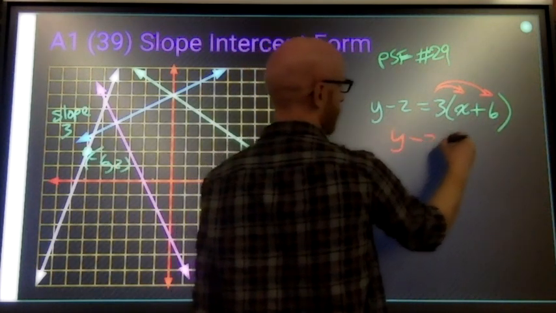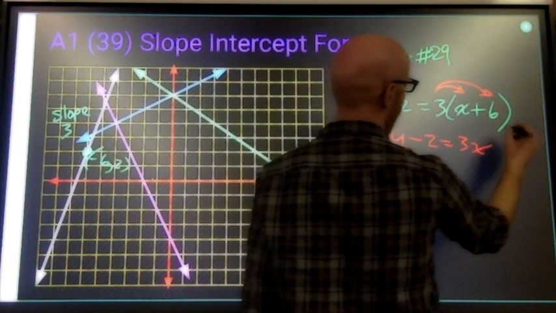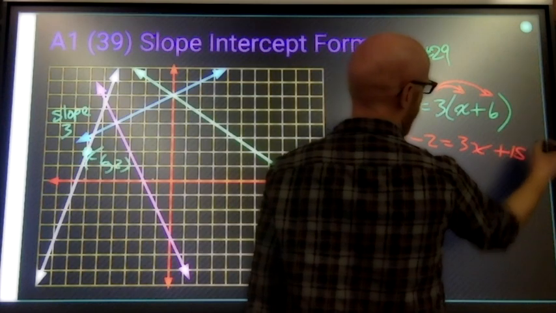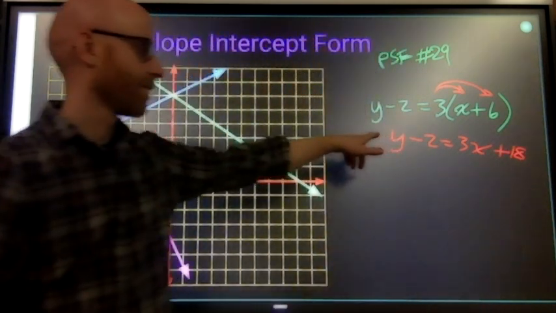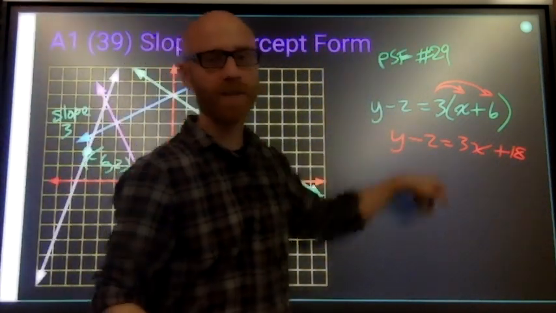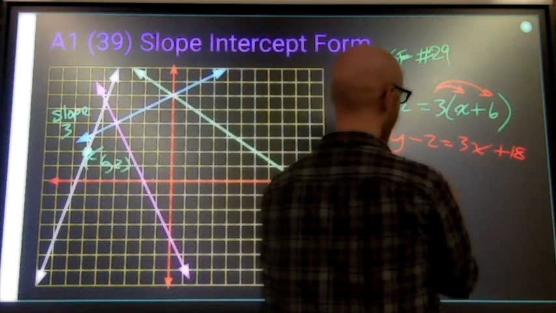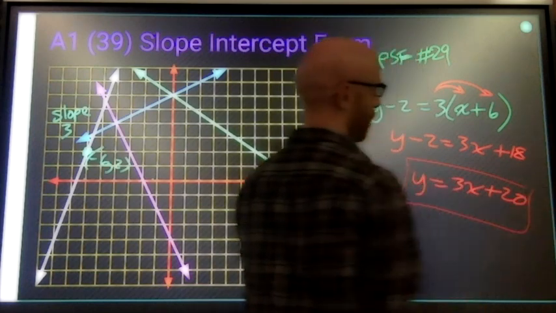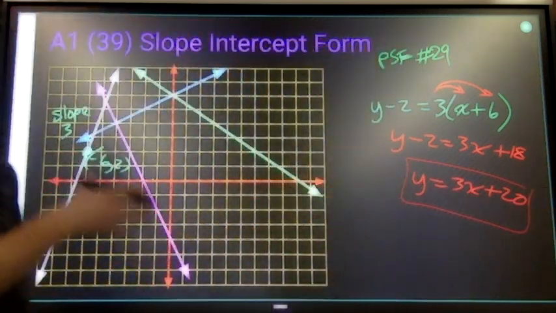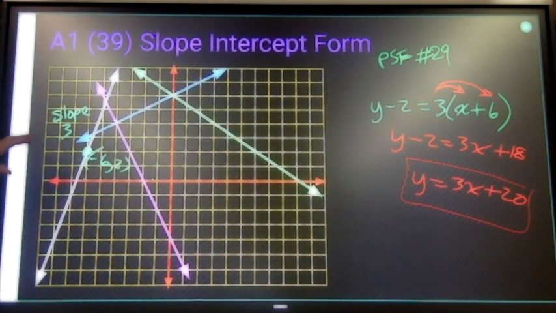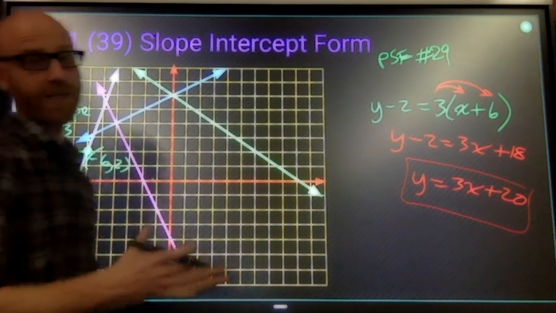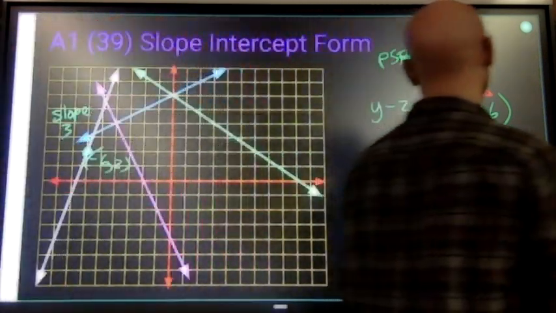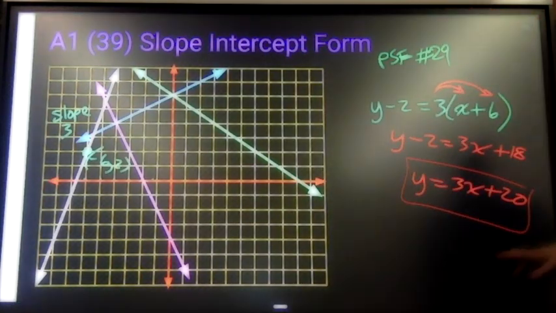3 times x and 6. We got y minus 2 equals 3x plus 18. Add 2 to both sides to isolate y. Y equals 3x plus 20, which is what we had before. So it's another way to get the same equation. Lots of pathways to get this slope-intercept form, lots of connections to older skills.